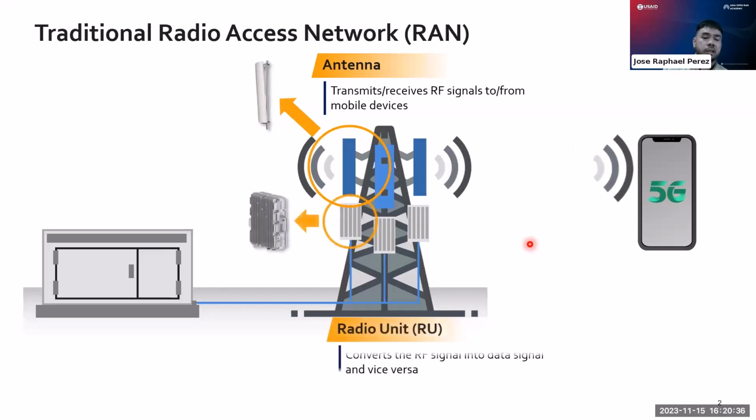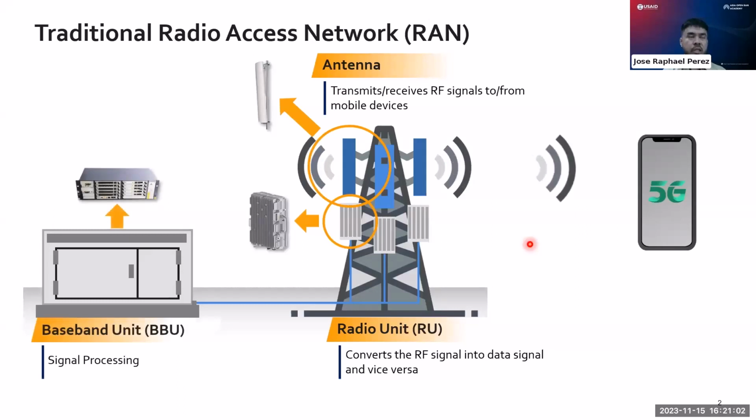Next is the radio unit, which converts the RF signal to data signal and vice versa, and is controlled by our baseband unit. If you notice in cell towers, we have a small room with telco equipment that houses this baseband unit. Its function is to process our signals to and from our radio network. This is responsible for our connectivity to our handsets or devices.